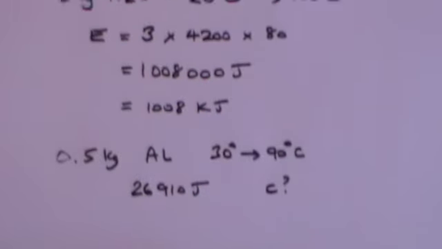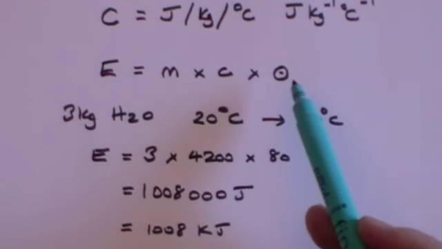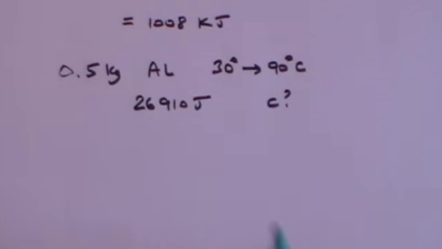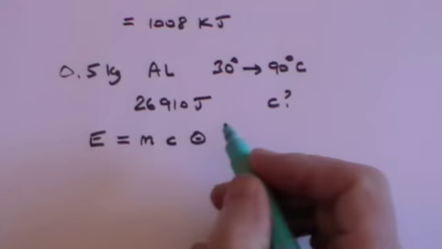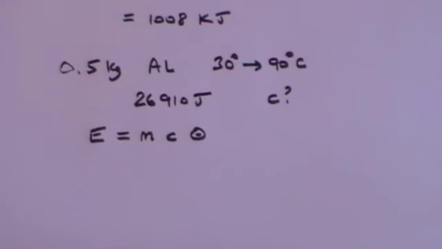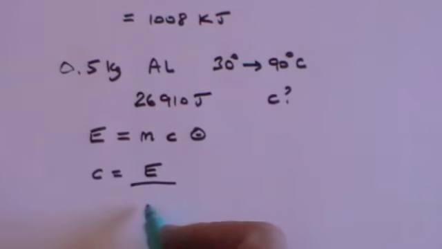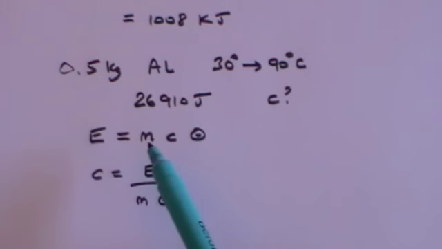Well, we go back to our formula, E equals mc theta, and now I've got to rearrange that formula for specific heat. So if E equals m times c times theta, then you've got to learn how to do this rearranging. C will equal E divided by m theta. If you like, what you're doing is you're simply dividing both sides by m theta.